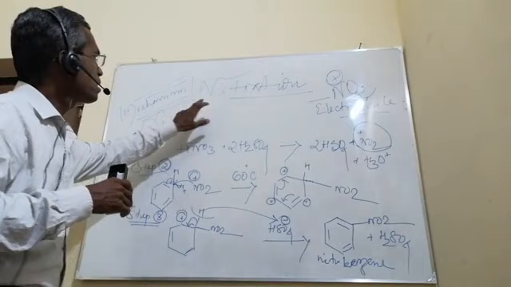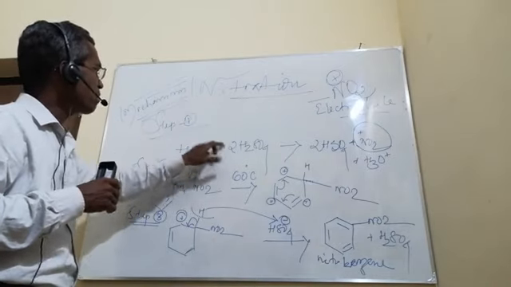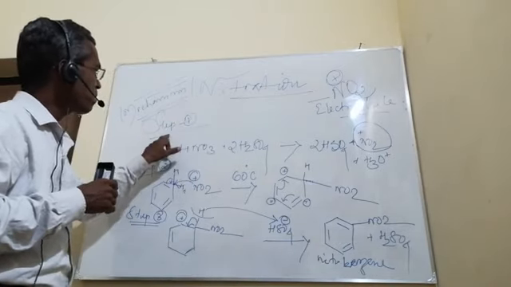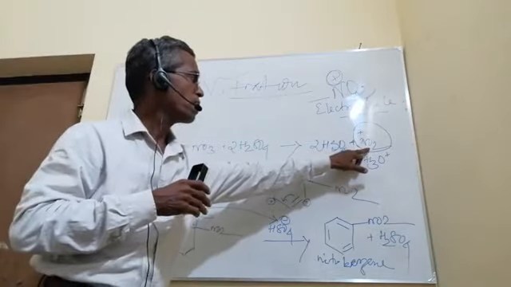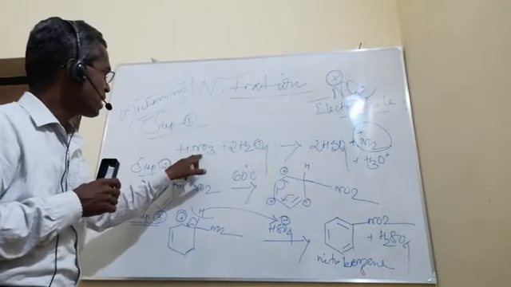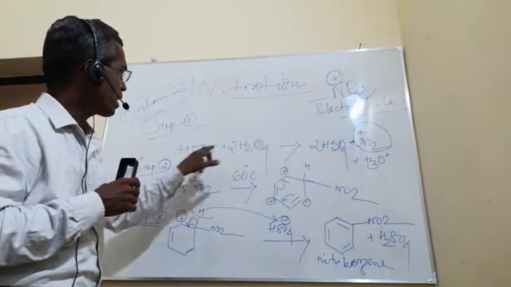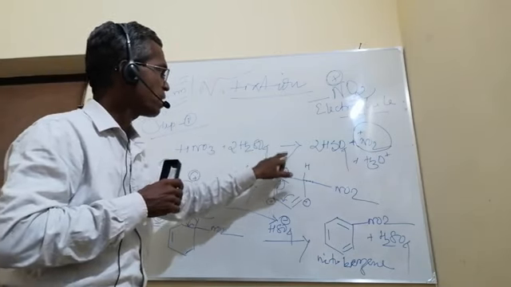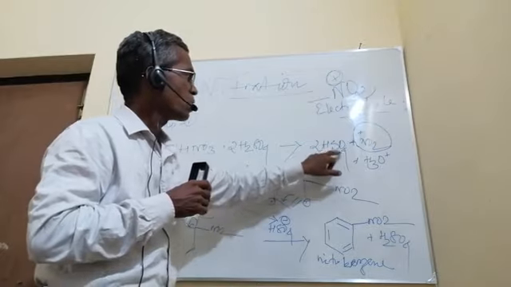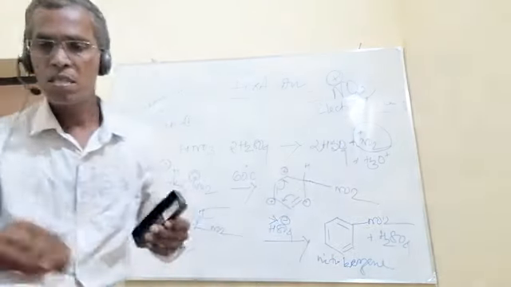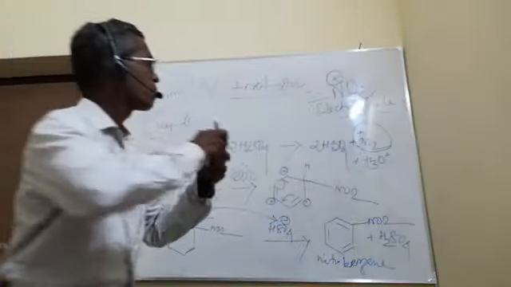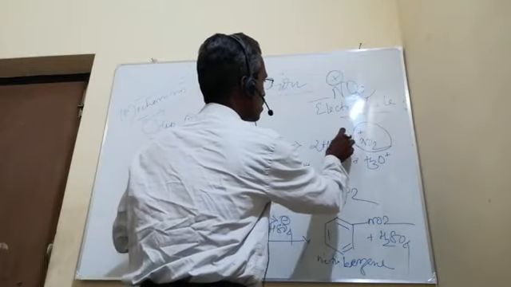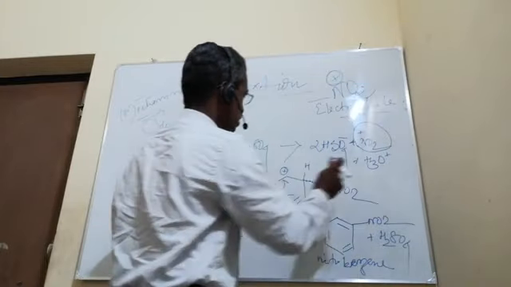I repeat, the mechanism of nitration involves 3 different steps. Step number 1 is the formation of electrophile. Mixture of nitric acid and sulfuric acid. You are taking 1 molecule of nitric acid and 2 molecules of sulfuric acid. The temperature is 60 degrees Celsius. 2HSO4 minus plus NO2 plus H3O plus.